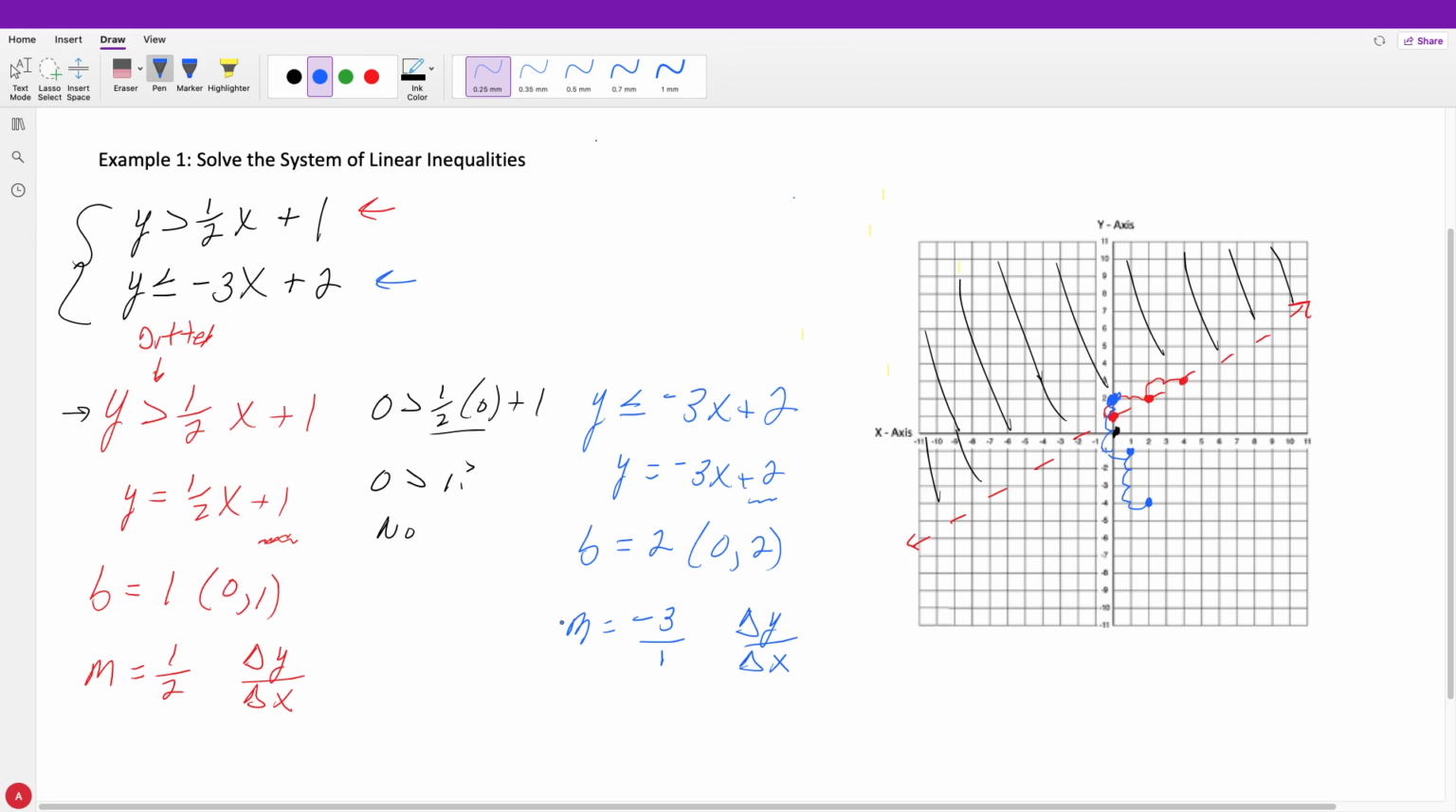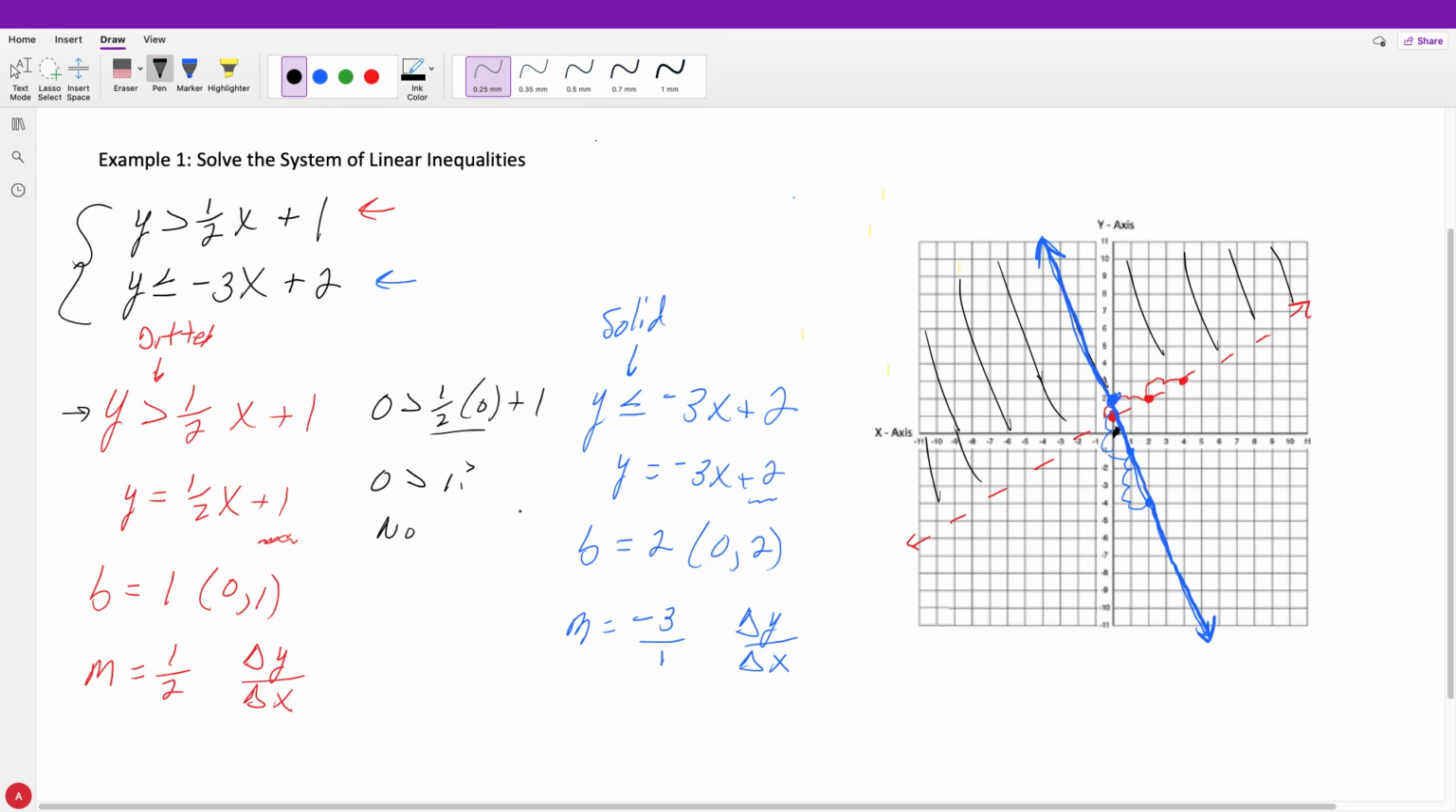And now I need to determine, is this a solid or a dotted line? Since it's equal to, it is a solid line. This is going to be a little bit harder for me to draw, so let me just go ahead and try to draw it the best I can. Now let me make this a little bit thicker. You will use a straight edge, but there's my boundary line that is true for the blue graph.